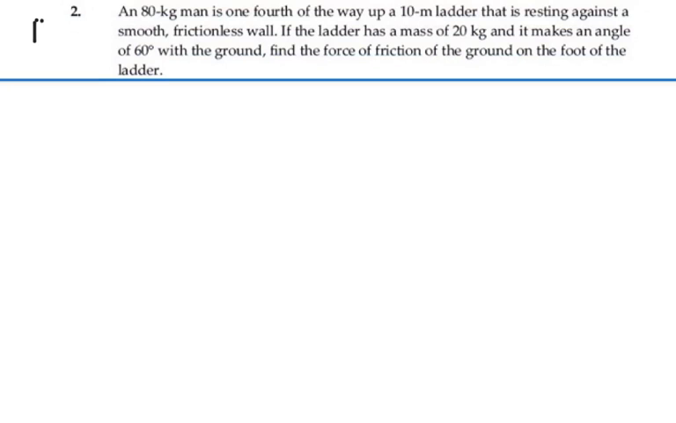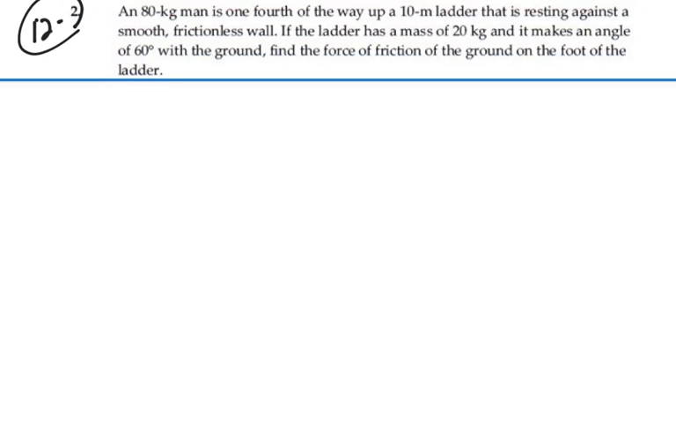Here's problem 12.2. An 80-kilogram man is 1/4 of the way up a 10-meter ladder that is resting against a smooth, frictionless wall. If the ladder has a mass of 20 kilograms and it makes an angle of 60 degrees with the ground, find the force of friction of the ground on the foot of the ladder.